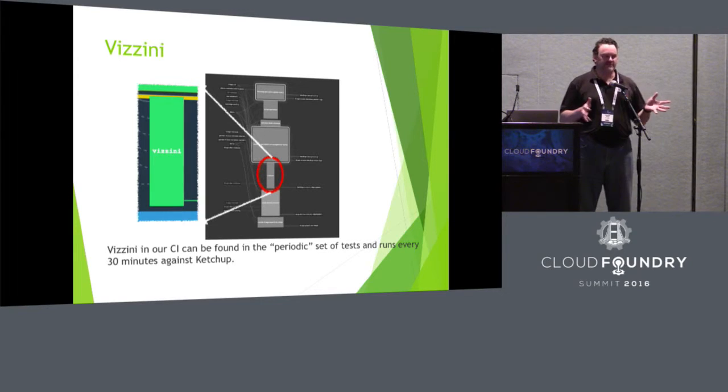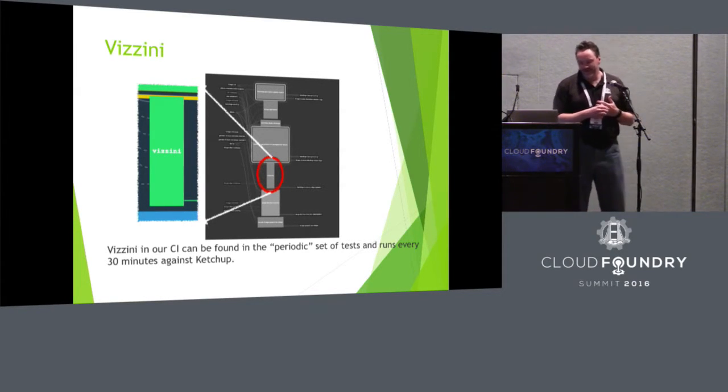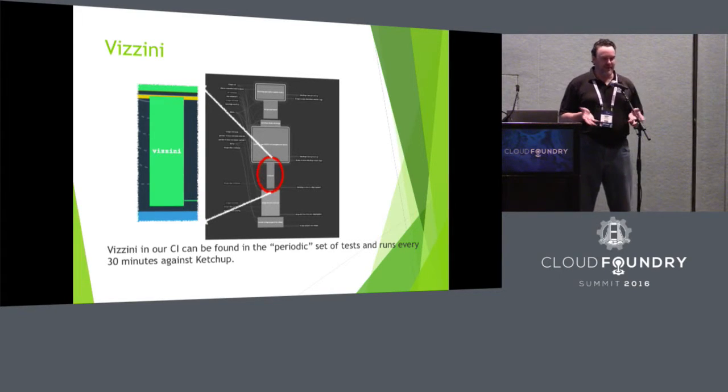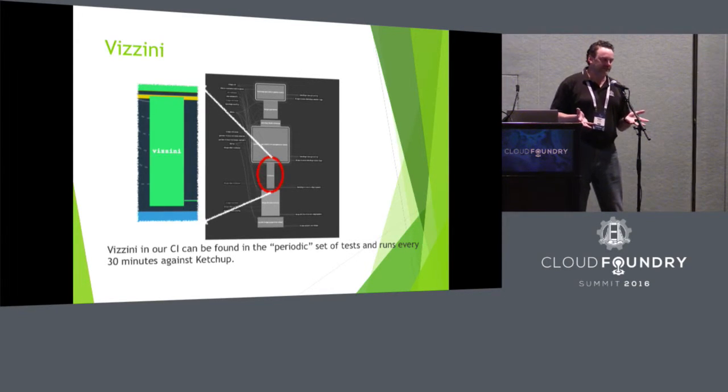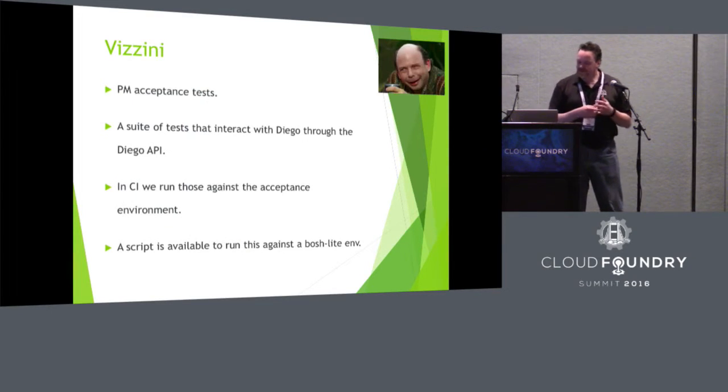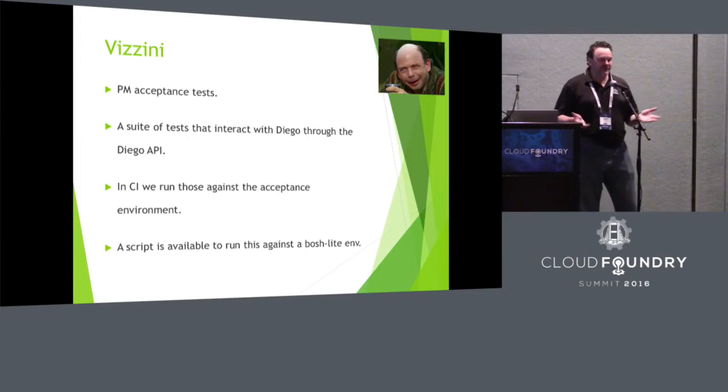Now we do have a bunch of other tests that are going on in different environments or at a periodic step. One of them is called Vizini. Vizini is a set of tests written by the PMs, and it's, again, an automated suite to test acceptance. So Eric or the previous PMs of Diego started writing these tests that validate functionality. What we do is run them every 30 minutes against the catch-up environment to make sure we haven't broken anything along the way, right? We've developed and produced new functionality. We've got to make sure that all the old functionality still works. So that's another set of acceptance tests that is run periodically.